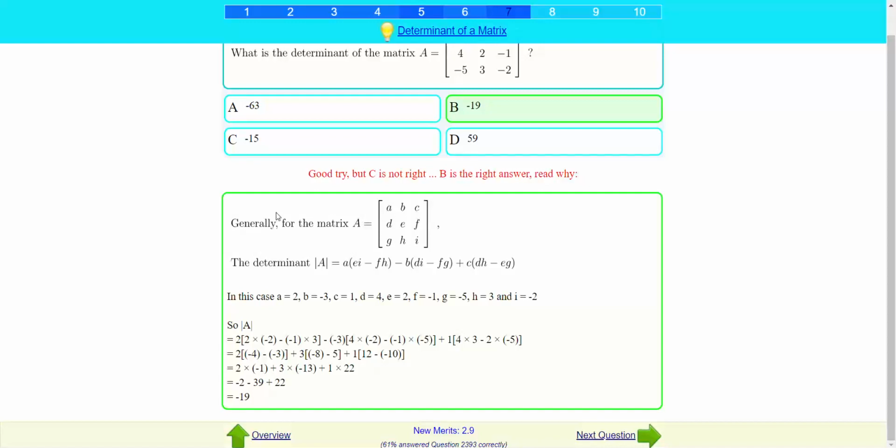My mistake was when I got B, I calculated it, I multiplied f by j minus d i, which I'm supposed to do the other way around, which is d multiplied by i minus f by j. Let's do another one.